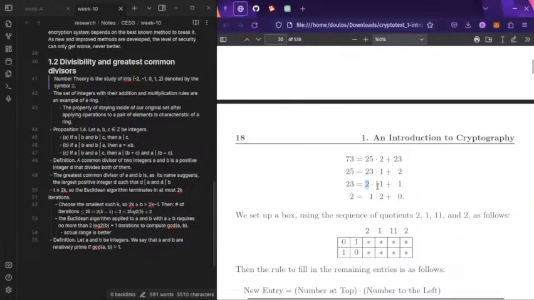Times 2 gives you 2 times 11 gives you 22. The remainder is 1. And then, wait, I'm like losing track of myself now.